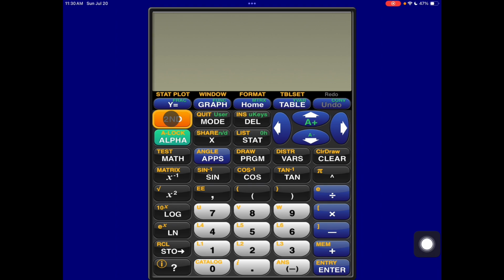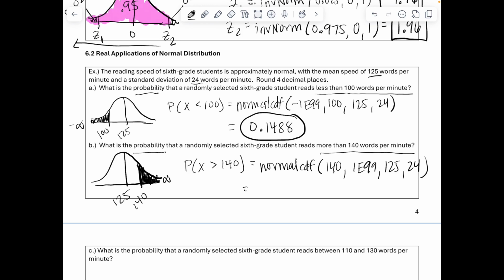On the graphing calculator, we're going to go to second vars, normal CDF. For this one, our lower bound is 140, comma, upper bound is 1E99. So select 1E, again E is second, comma, and again it puts the E on your graphing calculator. 99, comma, the mean, which is 125, comma, standard deviation, which is 24. Close your parentheses, select enter, and then correctly round your probability to 4 decimal places. From the graphing calculator, we get an answer of 0.2660.